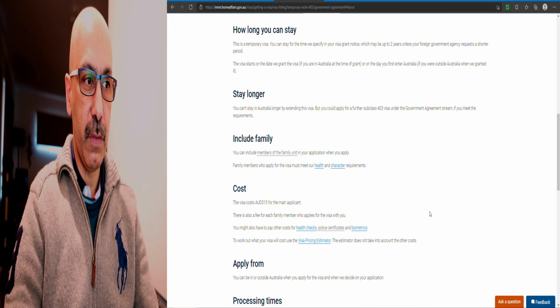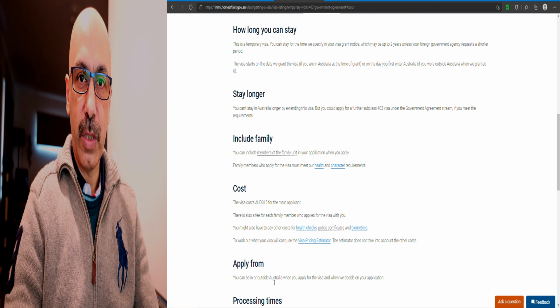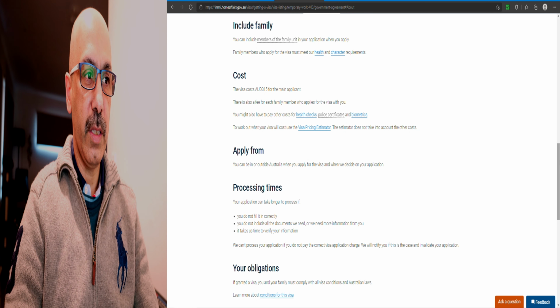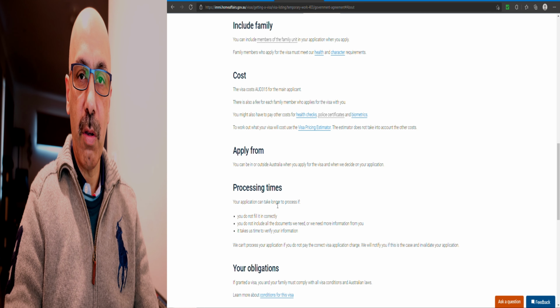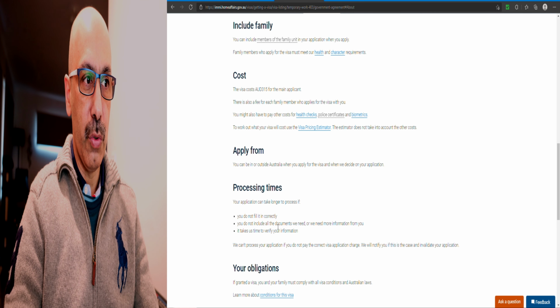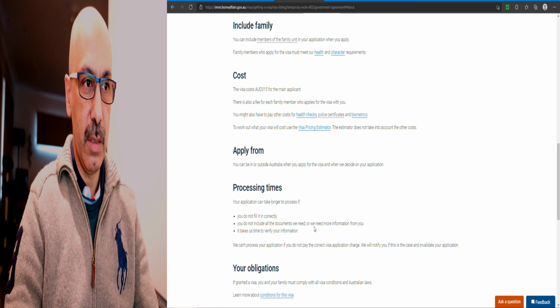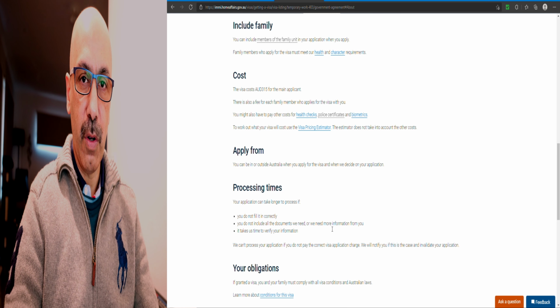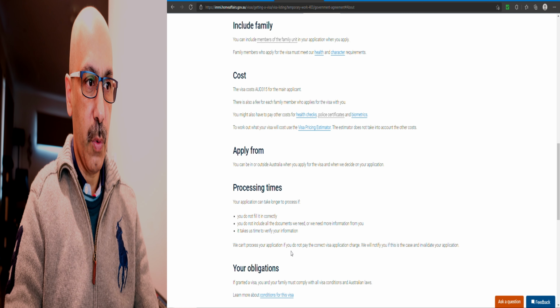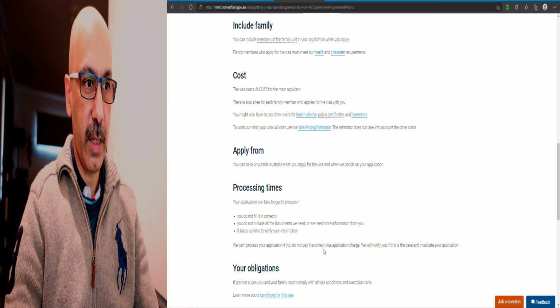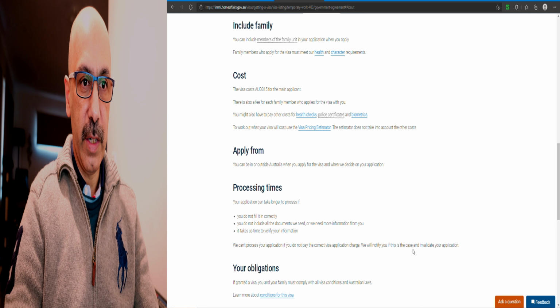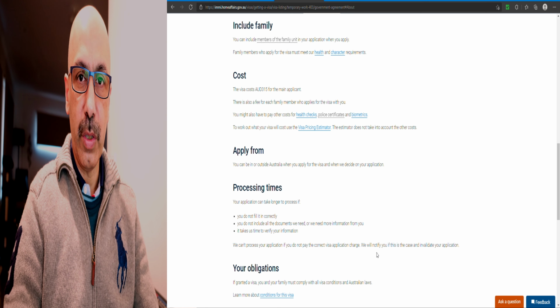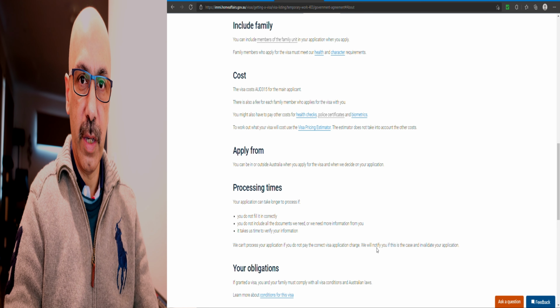Cost is again $315. As I've said, you can apply from outside and inside Australia. Processing time: your application can take longer if you do not fill it in correctly, or you do not include all the documents or information they need. Then it can delay the processing of your visa. It takes us time to verify your information. We can't process your application if you do not pay the correct visa application charges. We will notify you if this is the case and invalidate your application. So you need to make sure that you pay the full application charges they are asking for.